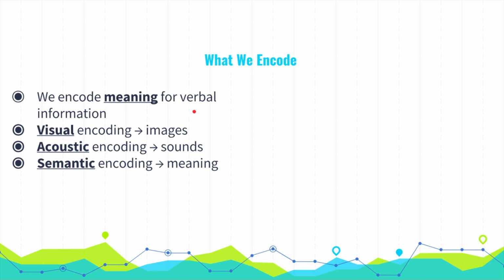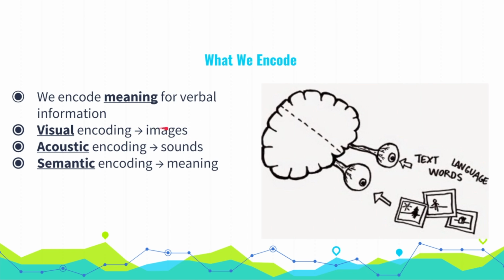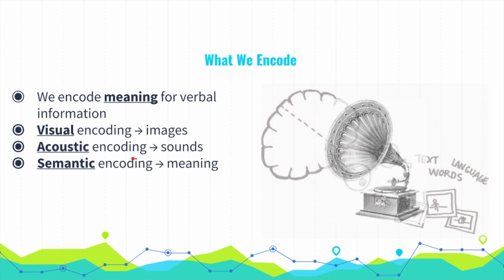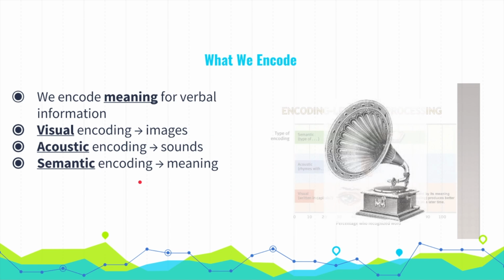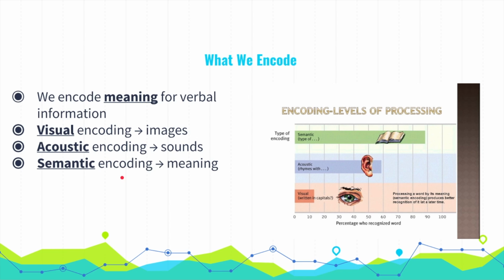So here's some vocab in this section. For visual encoding, it tells us that we visually encode images. Acoustic encoding tells us that we acoustically encode sounds. And semantic encoding tells us that we semantically encode meaning. Now, which type of encoding is the best for remembering something? Since visual and acoustic encoding involves processing at a shallower level, semantic encoding tends to be the most effective.